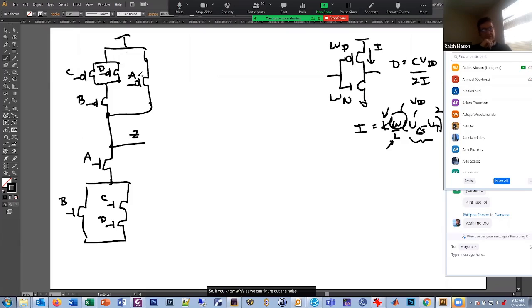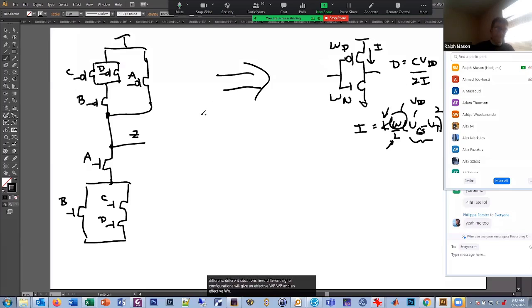If we're given a complex circuit like this on the left, if we want to figure out the delays, we really have to look at the different situations and convert it. We want to convert this into this simplified form so that we can figure out the delays. To convert it to the simplified form, we generate what's called the effective W. Different signal configurations will give an effective WP and an effective WN. I'll call those W effective.